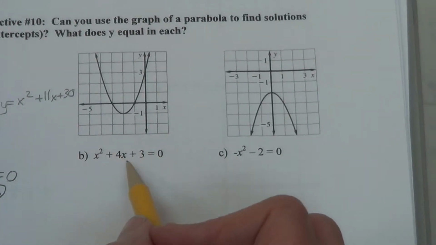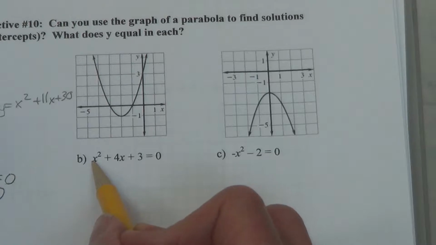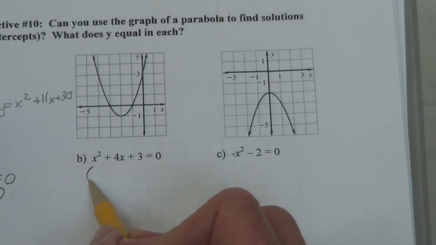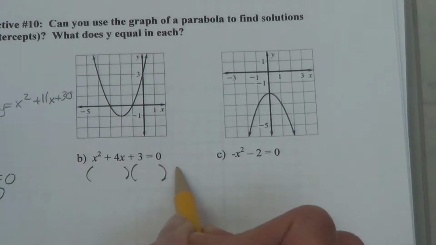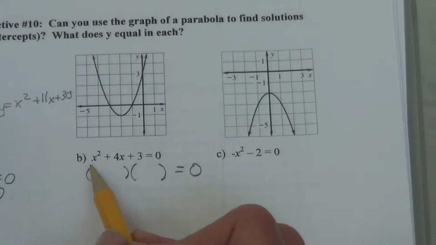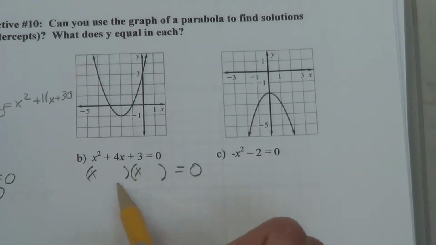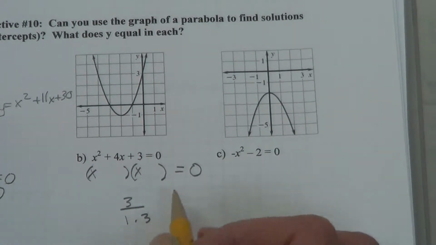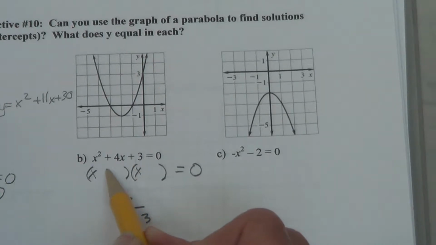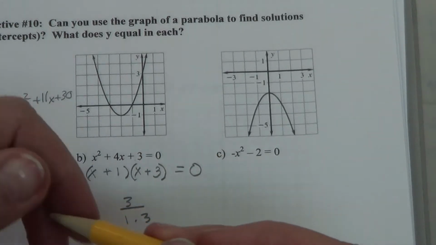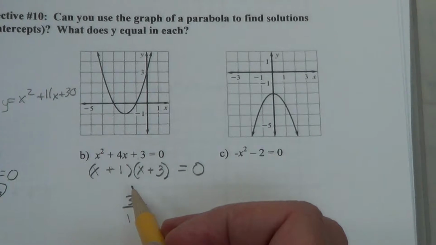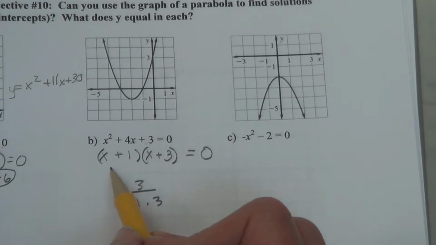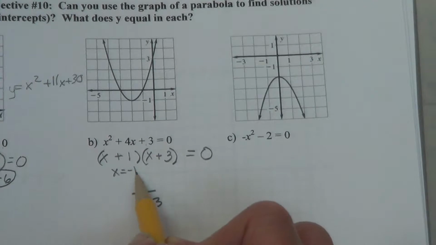Next one. Fortunately, we have a 1 in front again, so we can take our shortcut. We bring our x here and here, and we say, what two numbers multiply to be 3 and add to be 4? Well, the only factors for 3 are 1 and 3. It's a positive 3 and a positive 4, so it's 1 and 3. When will x plus 1 be equal to 0? That would be when x equals -1.